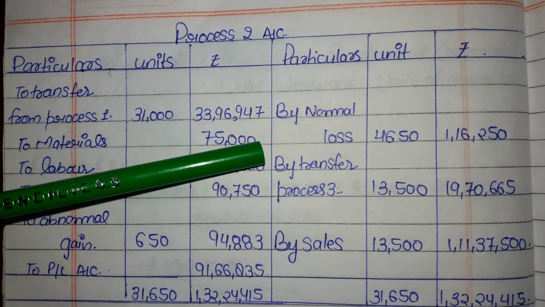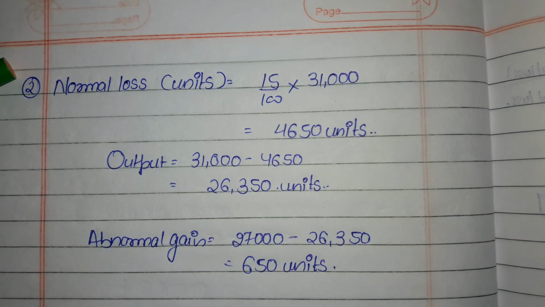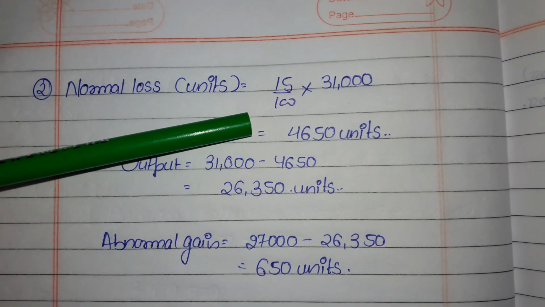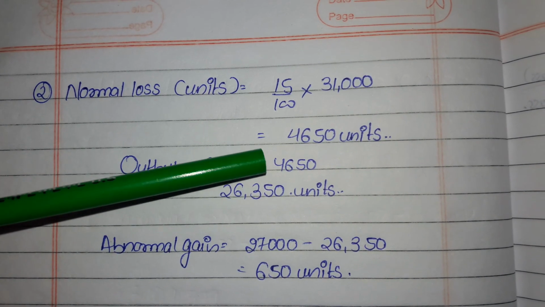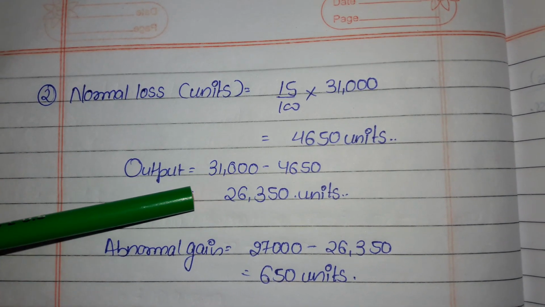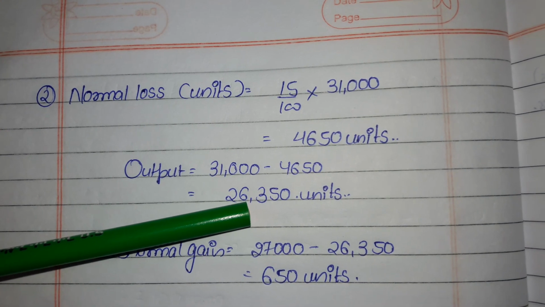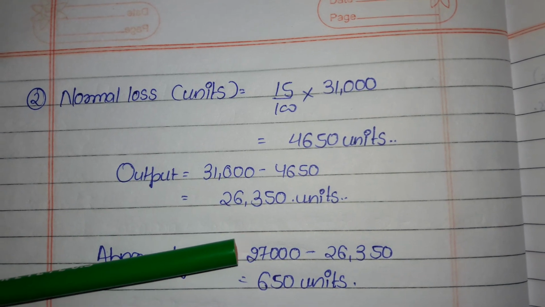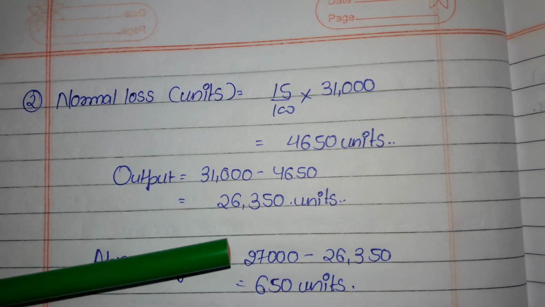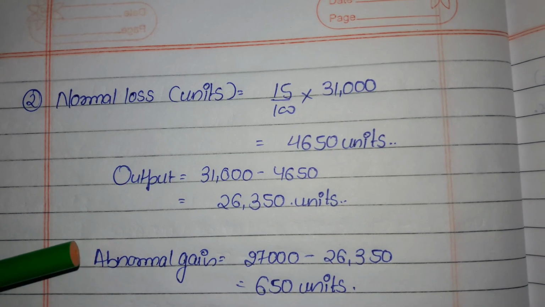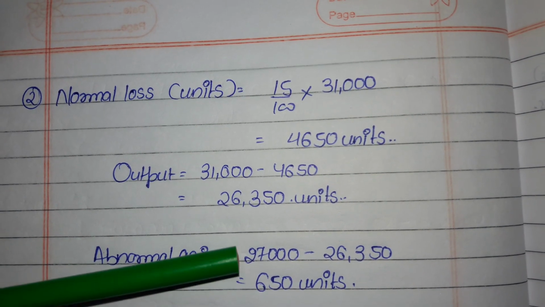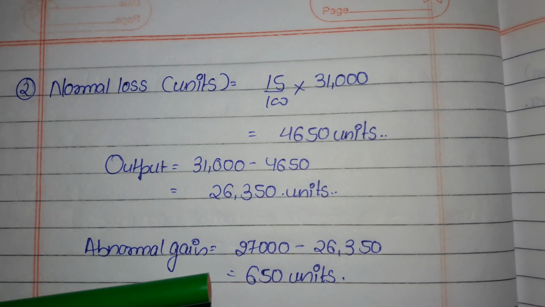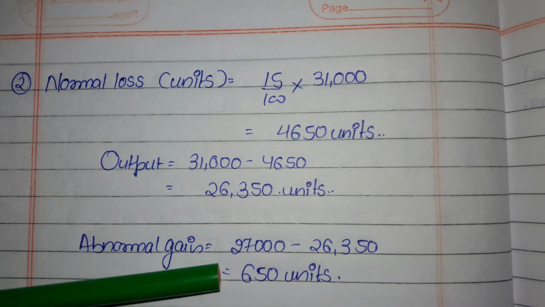Now we have calculated normal loss, 15% of 31,000, that is 4650. Now the output should be 31,000 minus normal loss, that is 4650. It is equal to 26,350. But in the question we have seen that for process 2 the output was 27,000, which is more than this output. That means we have abnormal gain in this process, that is 27,000 minus 26,350. It is equal to 650. We have abnormal gain units, that is your 650 units.